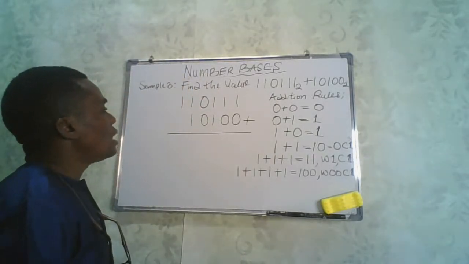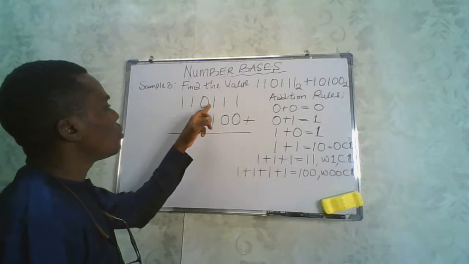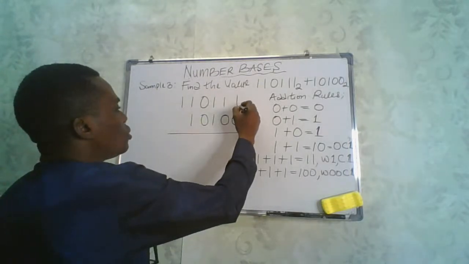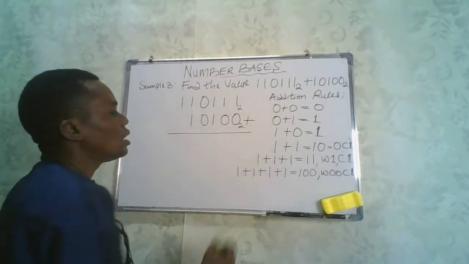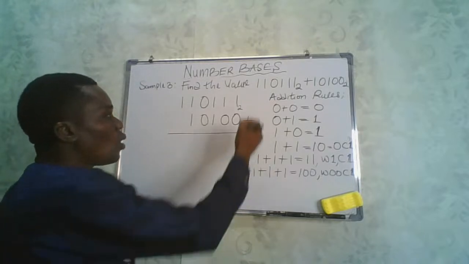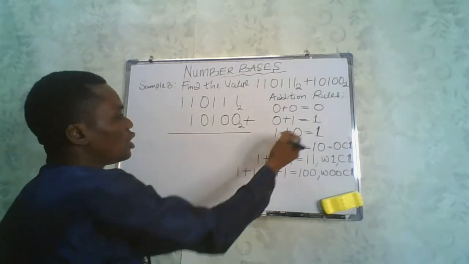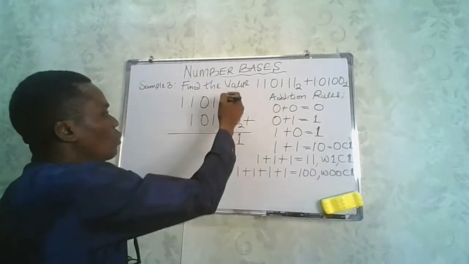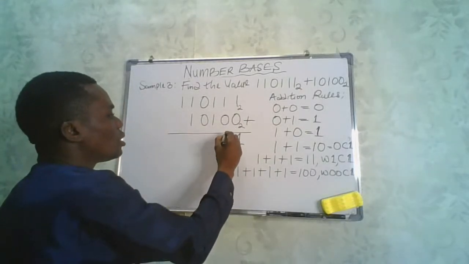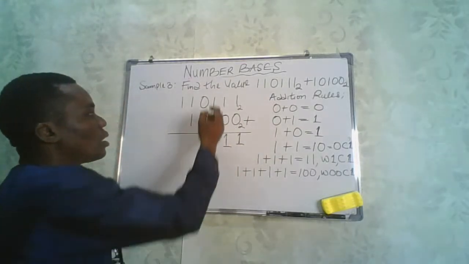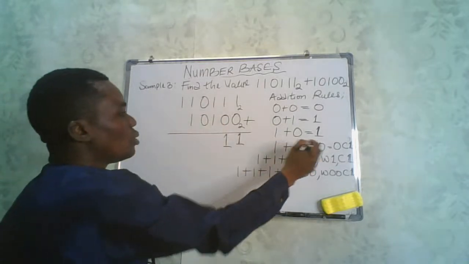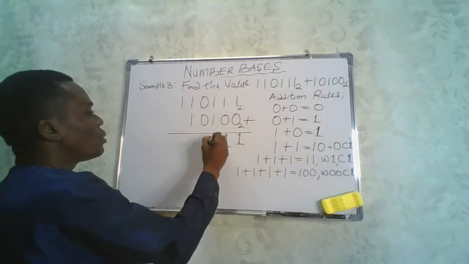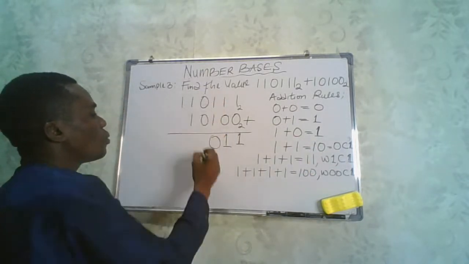They're asked to add 110111 in base 2 to this in the same base. So we'll have 1 plus 0 is what? Is 1. 1 plus 0 is going to give us 1. 1 plus 1 is going to give us 10. We'll write 0, and then we'll carry what? 1.